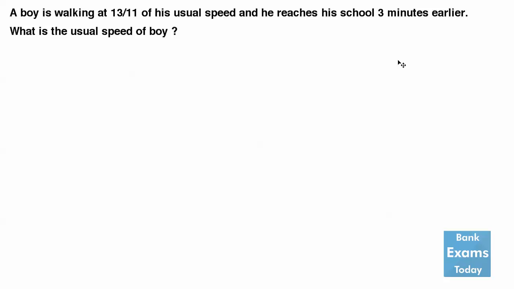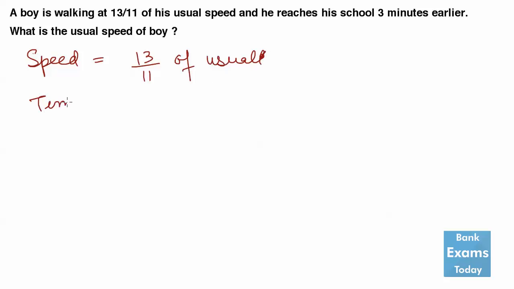A boy is walking at 13/11 of his usual speed and he reaches his school 3 minutes earlier. What is the usual time of the boy? That's an easy question. So the speed of the boy is 13/11th of usual speed. Similarly, as we did in the previous question, the time taken will become 11/13 of usual time taken.